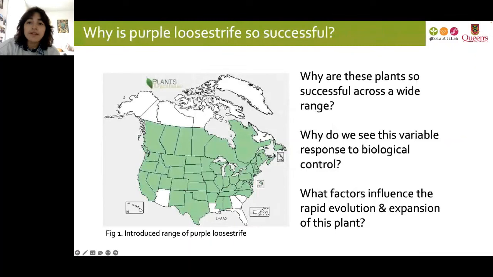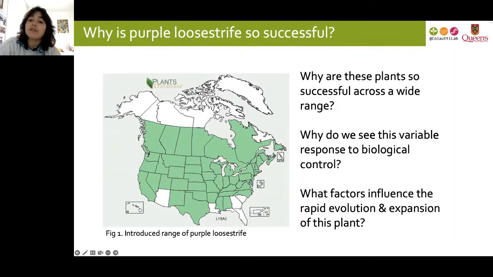So as ecologists and evolutionary biologists, one of the things that our research group really wants to know is why we see this variable response to biocontrol. What factors, both biotic, like herbivory, or abiotic, like climate, influence rapid evolution of this plant? So why do we see that some of them are more resilient than others? What makes it so that they can grow across such a wide range of North America? The climate up here in Northern Ontario is very different than in the Southern United States, but yet it's everywhere.